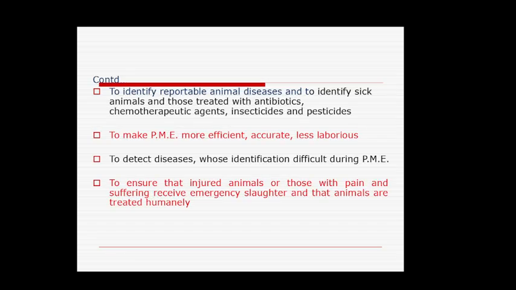Then you have to make the PME, the post-mortem examination, more efficient, and identify notifiable and reportable animal diseases. You also identify sick animals and those treated with drugs like antibiotics, chemotherapeutic agents, insecticides, and pesticides. And you ensure that injured animals, who are in pain or suffering, receive emergency slaughter, and that animals are treated humanely.